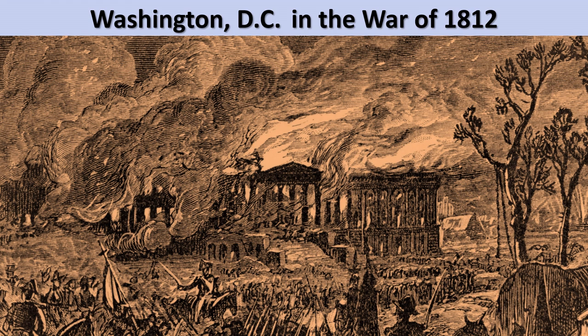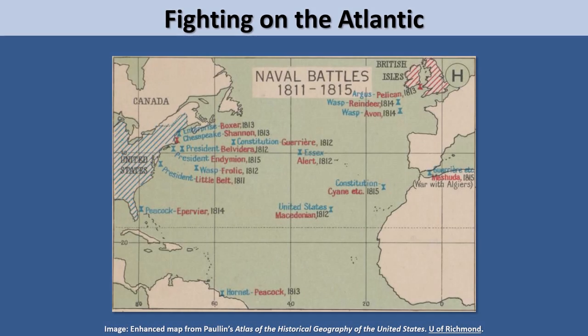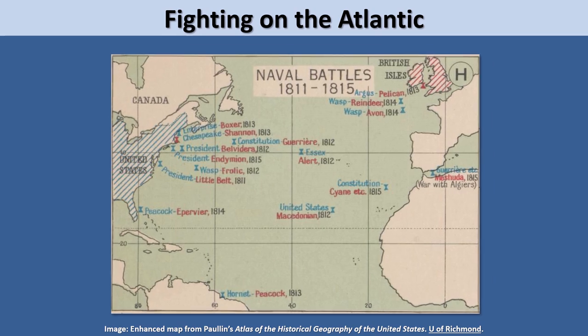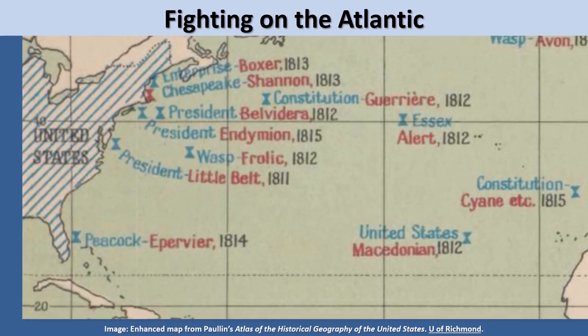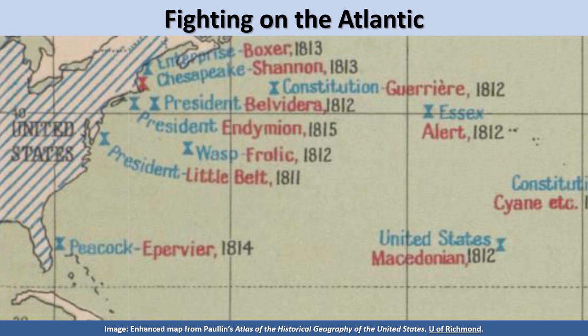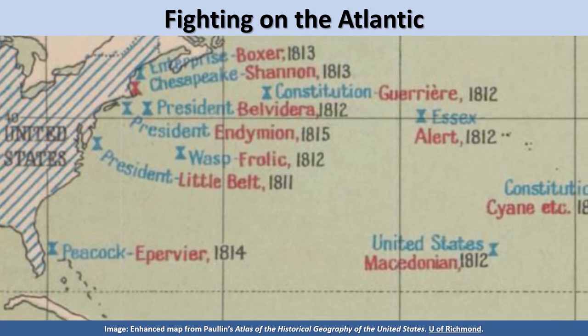As the nation's capital, but rebuilding was costly. Throughout the war, the US Navy and the British Navy also fought all over the Atlantic Ocean, which lies off the east coast of the United States.